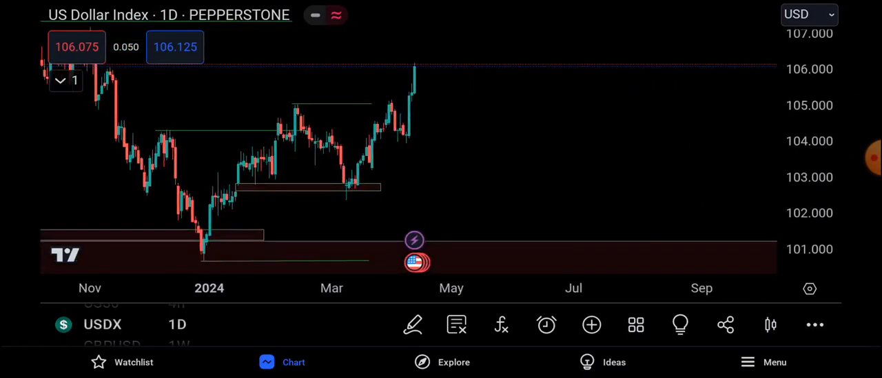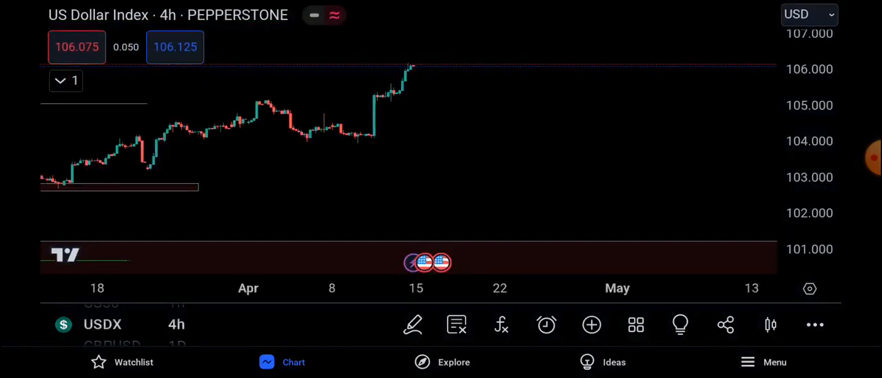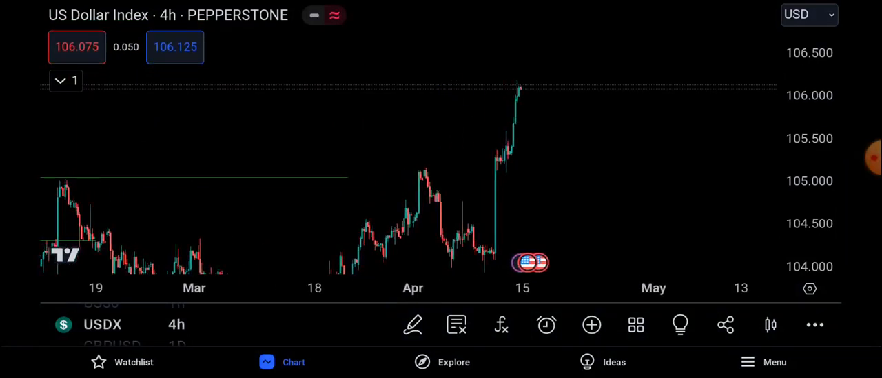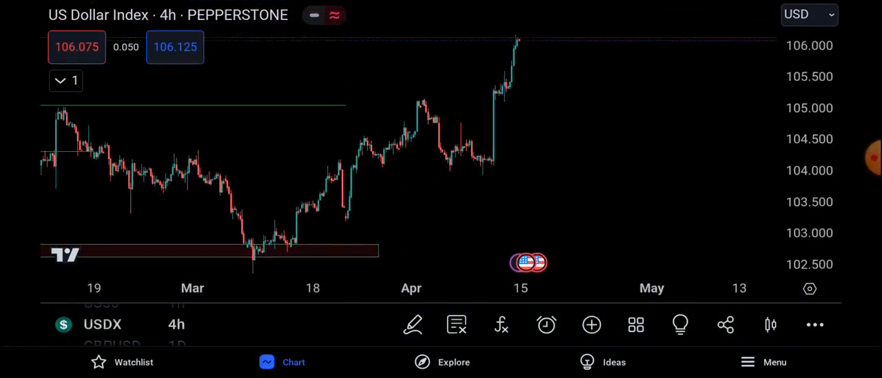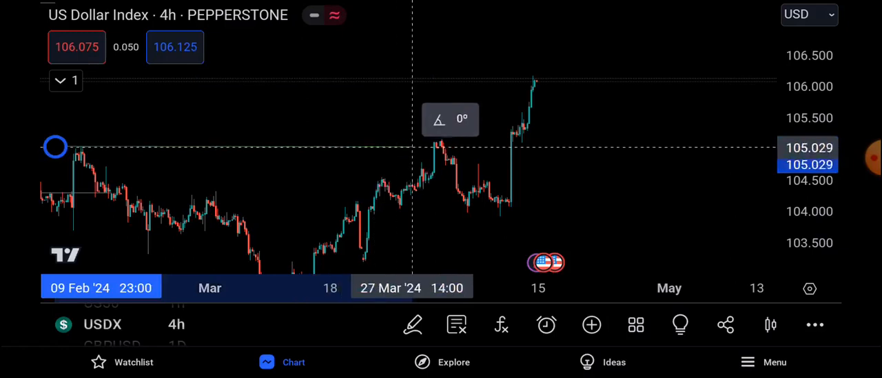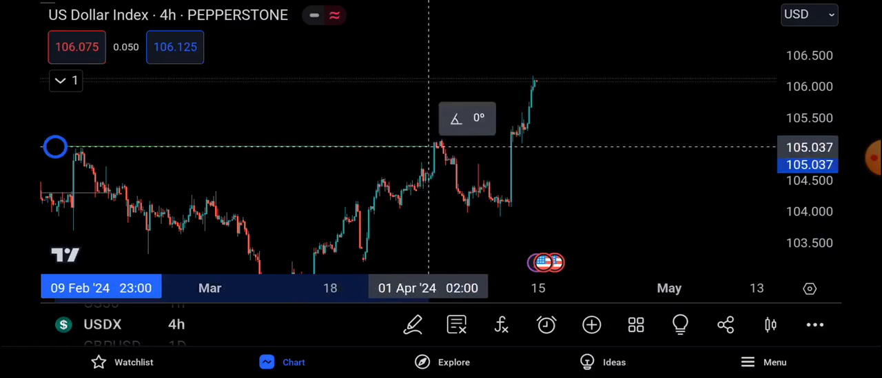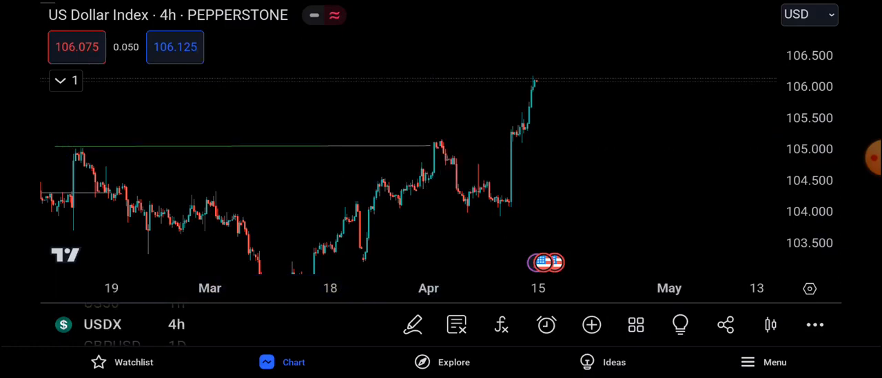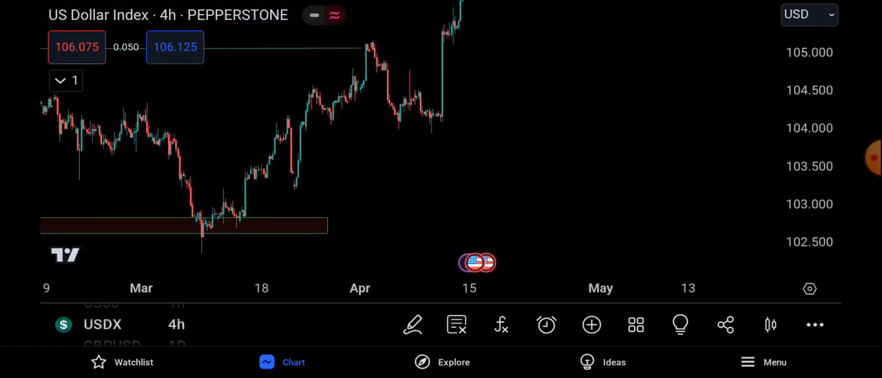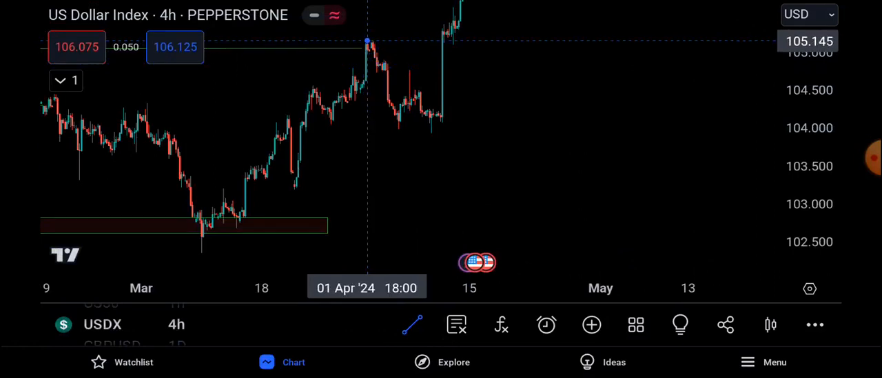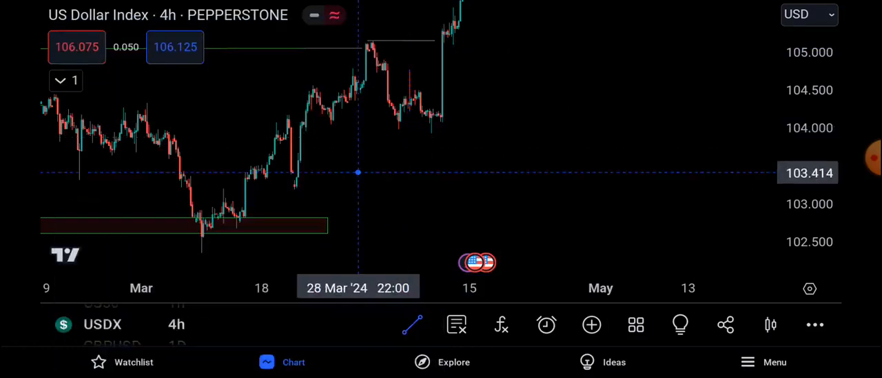And then what else do we have? Do we have a break? Let's move down to the 4-hour just to see if we have any breaks on the 4-hour. And on the 4-hour, we do have a break of the daily, the previous trading range over there. So our new trading range now is this one right here. And the low of the trading range is down here.